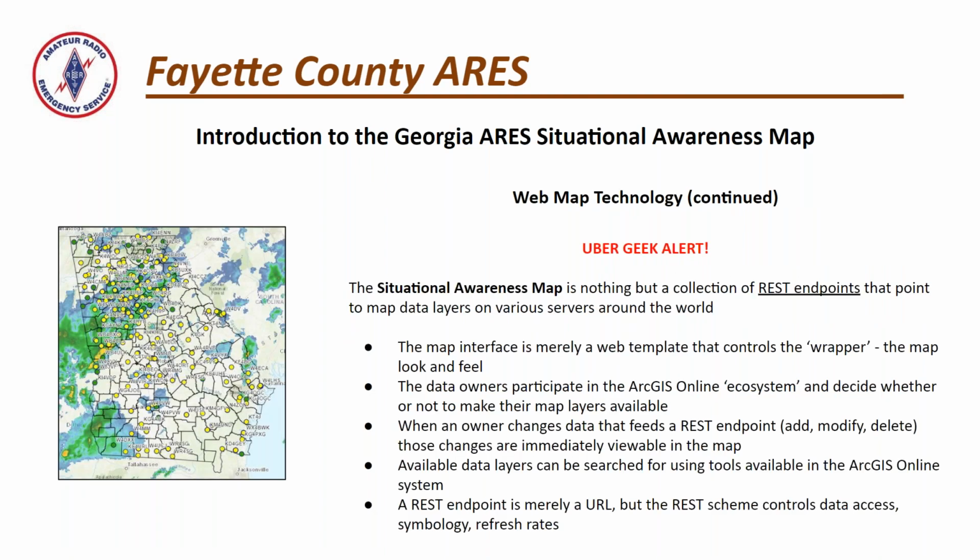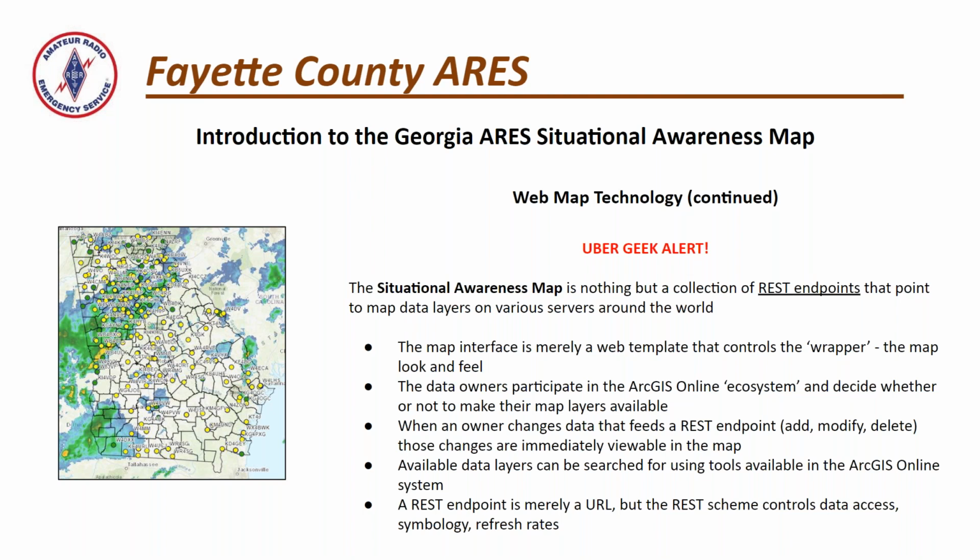So here's an Uber Geek alert, because somebody actually asked this question. It was a good question. Well, how do you get those data in there? So the situational awareness map is nothing but a web template, and if any of you out there do web development, you'll understand what I'm saying here. The map itself, the frame, is really just a template.